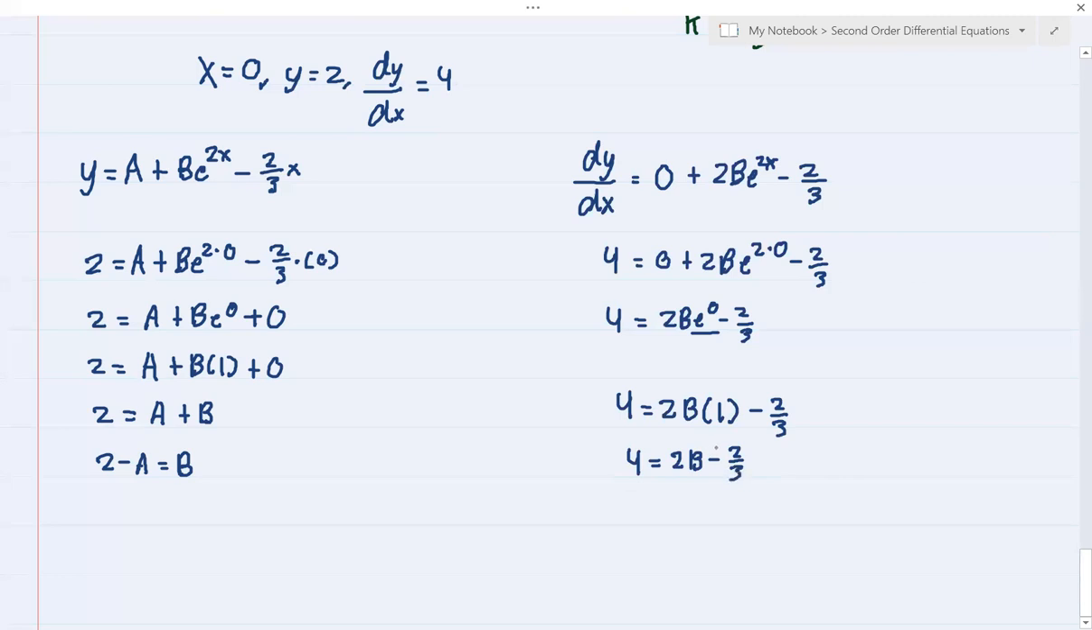Okay, so let's combine similar terms. Transpose 2/3 to the left side. We will have 4 plus 2/3 is equal to 2b. So if you're going to combine them, 4 plus 2/3, that would be 15 all over 3, is equal to 2b. So if you don't believe me, okay, 4 plus 2/3.